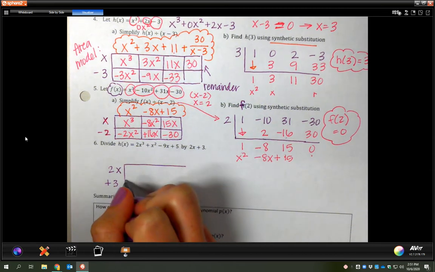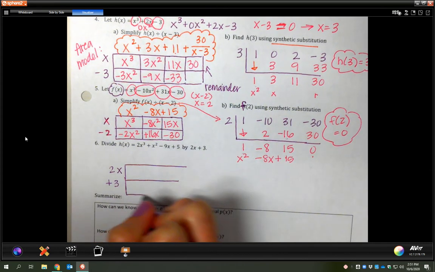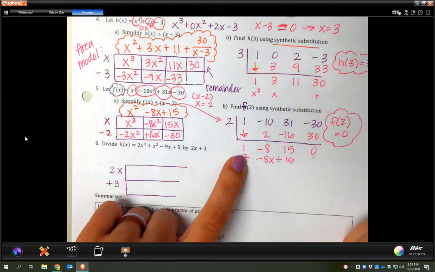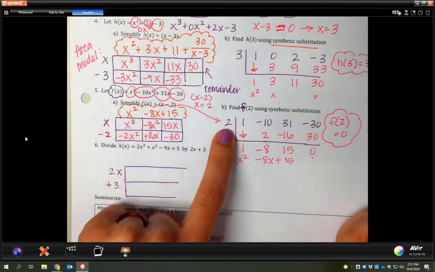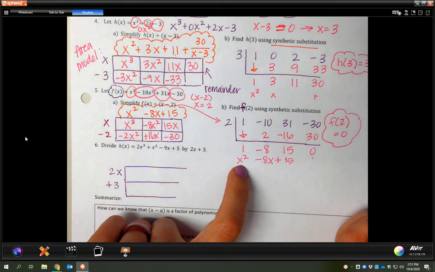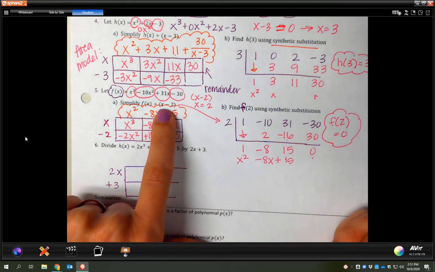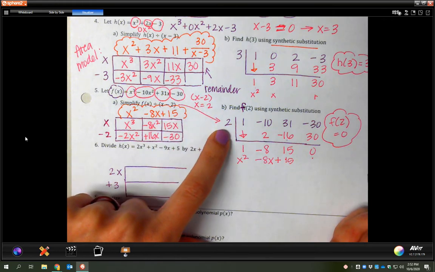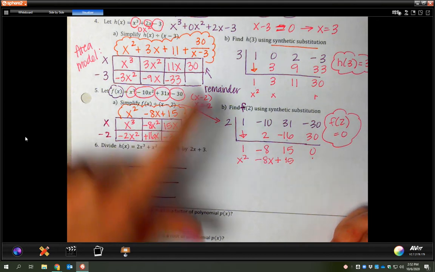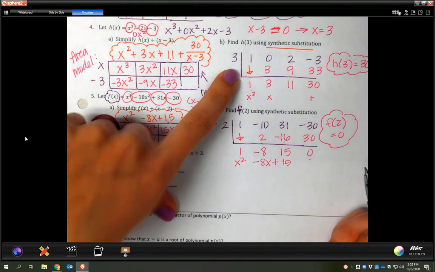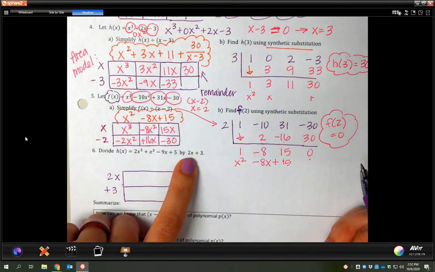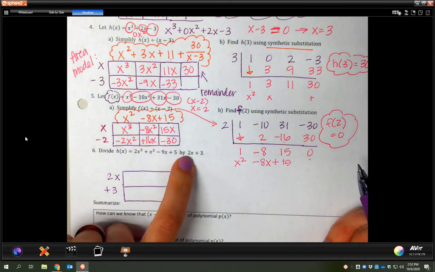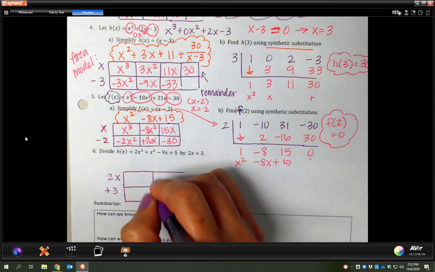And by the way, on the last ones, I was explaining that instead of using the area model, I could use synthetic substitution, but that only works if you're dividing by a 1x plus or minus a number, because then you just set that equal to 0, and you get what the root would be. That's what you plug in. So if it's x minus 2, you put a 2. If it's x minus 3, you could put a 3 and use synthetic. This one doesn't quite work out the same way because there's a 2 in front of the x. So we have to use the area model for this.